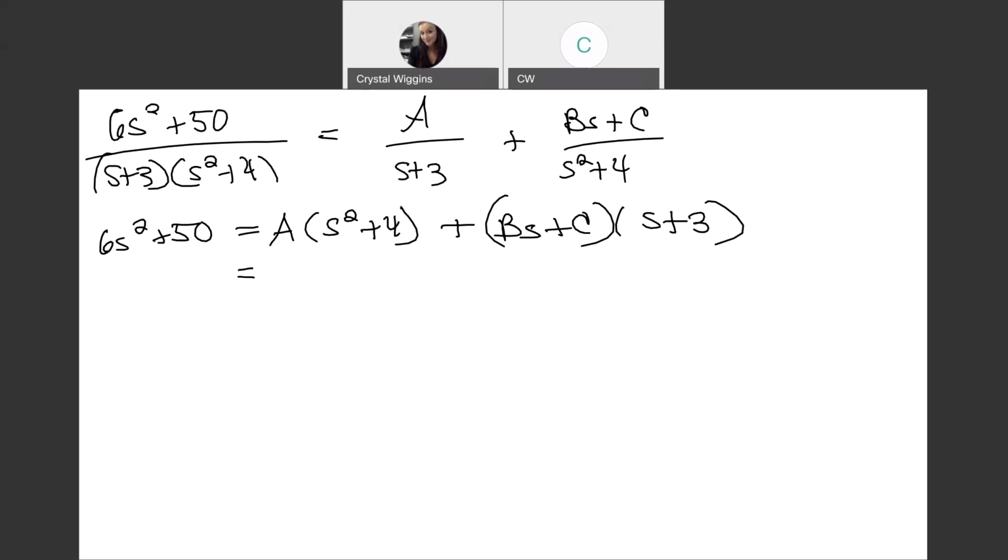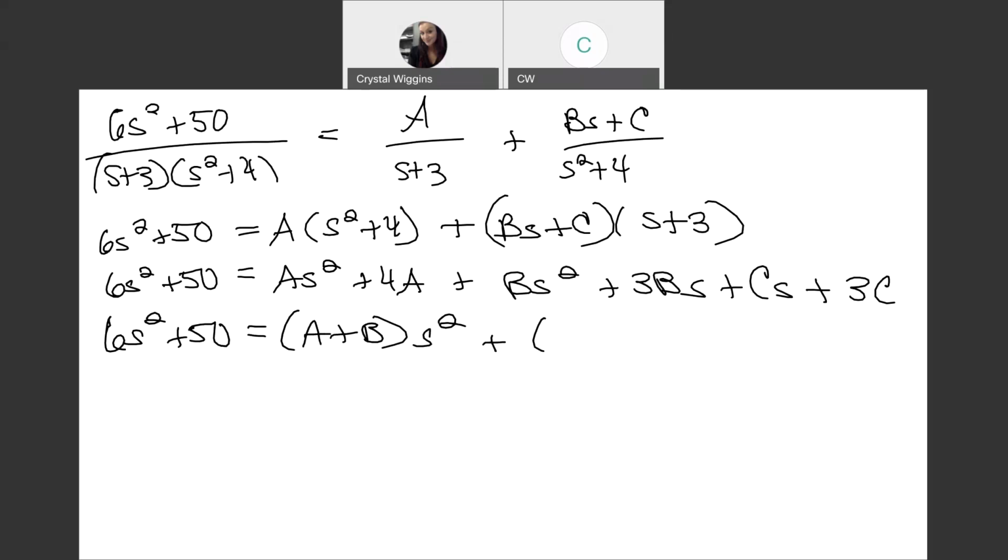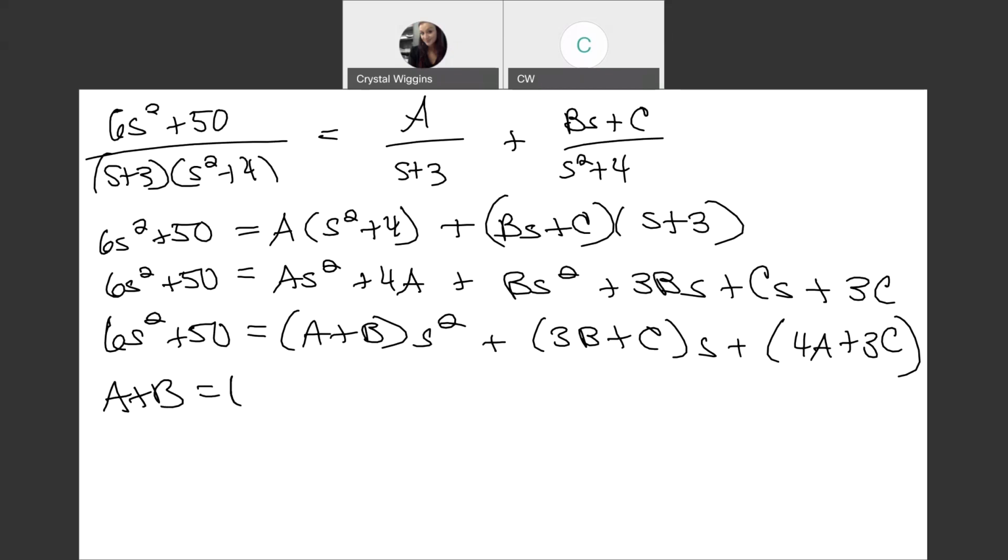So now we multiply out: 6s squared plus 50 equals as squared plus 4a, plus bs squared plus 3bs plus cs plus 3c. We group by s squared, s, and constant. So we get a plus b times s squared, and s terms, 3b plus c times s. And our constants is 4a plus 3c. Matching them up with the coefficients from the left side, we get that a plus b is equal to 6, that 3b plus c is equal to 0, and 4a plus 3c is equal to 50.